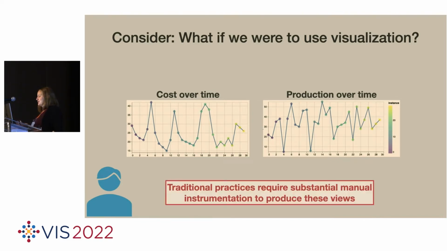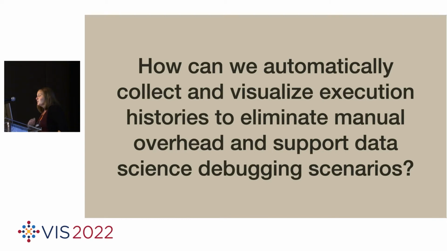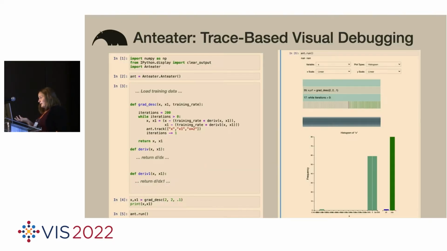But the problem is that traditional practices require a lot of manual overhead to actually produce these views and build these visualizations. So the question is, how can we automatically collect and visualize execution histories to eliminate this manual overhead and support these data science debugging scenarios? That's where I'm going to present my tool, Anteater, which is a trace-based visual debugging method. What Anteater does is automatically trace computational notebooks and generate interactive visualizations in the notebook that allow them to explore the structure of the execution as well as selected variable values.